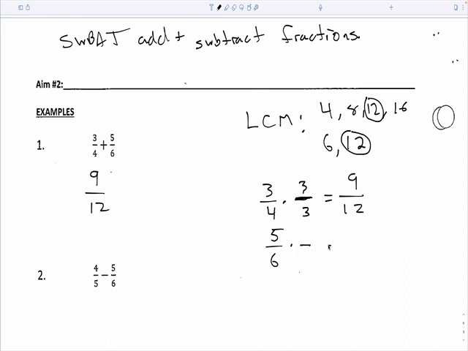6 times what is 12? Claire? Okay, that worked. Multiply the top and bottom by the same number. 9/12 plus 10/12 is your new problem. What do I do next? Can I add those? Do I have to do something else? Annalise, what do you think I do?